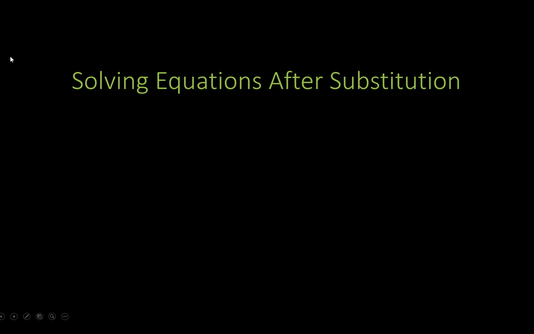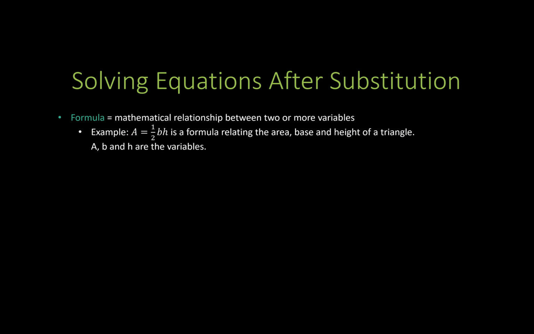So today we're looking at solving equations after substitution. First of all, a formula is a mathematical relationship between two or more variables. An example of a formula is A equals half BH. This is a formula that relates the area, base, and height of a triangle. A, B, and H are the variables, so they are what can change within that relationship. Half is a constant because half never means anything but half.